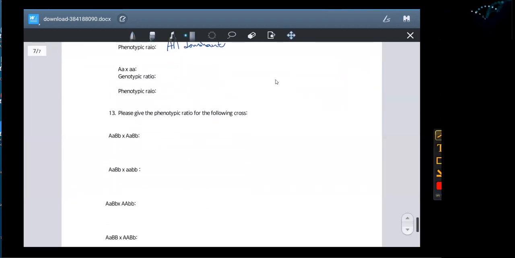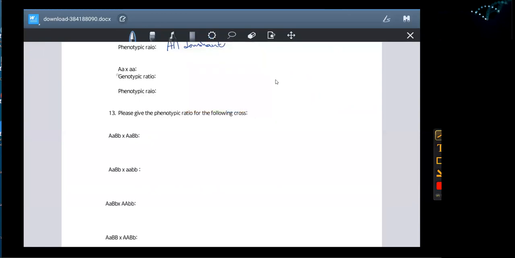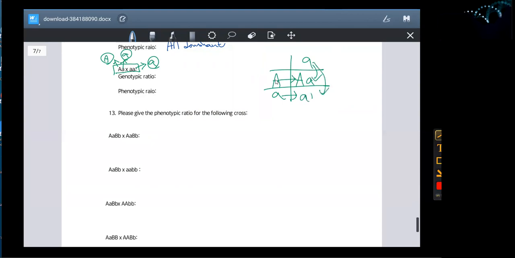Okay, next one. What do we have here? Let's try another color. Okay, so that's your cross. Let's make the gametes. This makes big A or small a. This only can make small a. So let's cross this. Big A, small a, small a, big A, small a, right? And small a, small a. Ta-da! Genotypic ratio, can you list it out?